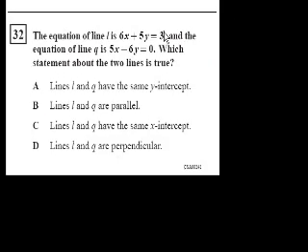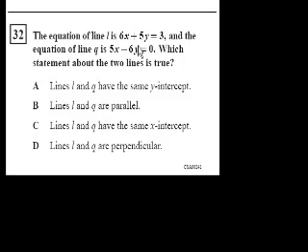32. The equation of line L is 6x plus 5y equals 3, and the equation of line Q is 5x minus 6y is equal to 0. Which of the statements about the two lines are true? Okay, let's see. They have the same y-intercept. They're parallel. They have the same x-intercept. Lines L and Q are perpendicular. So, well, I'll tell you how you can identify perpendicular lines. They have the negative inverse of each other's slope. But I don't know if that's going to come into play yet.